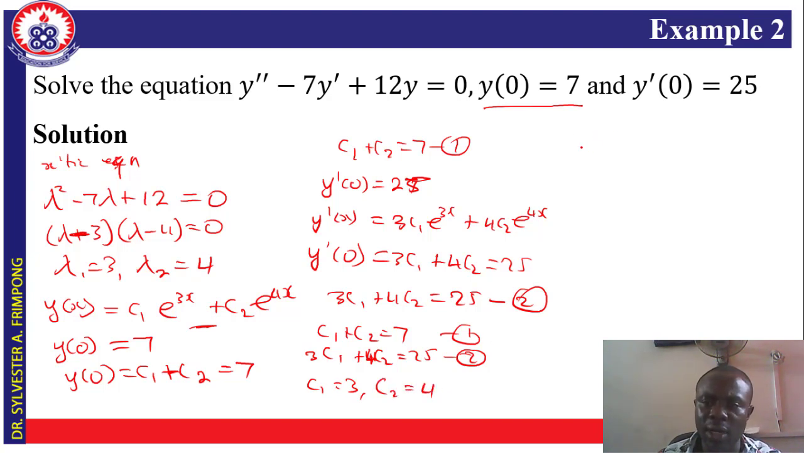So from there, we can now write our final solution that y of x equals 3 e raised to the power 3x plus 4 e raised to the power 4x.